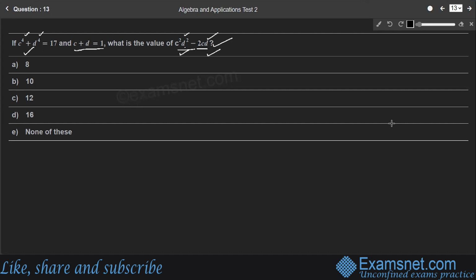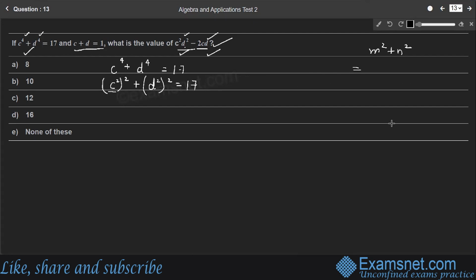For that, let us consider c raised to 4 plus d raised to 4 is equal to 17. We can write c raised to 4 as c square the whole square, and d raised to 4 as d square the whole square, which is equal to 17. So here, we have c square the whole square plus d square the whole square. For example, take any numbers m square plus n square, so it is in terms of m square plus n square.